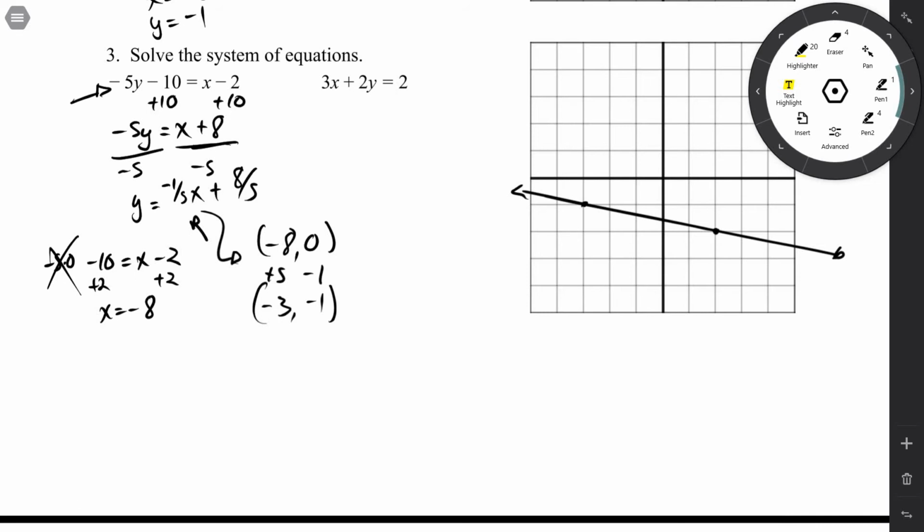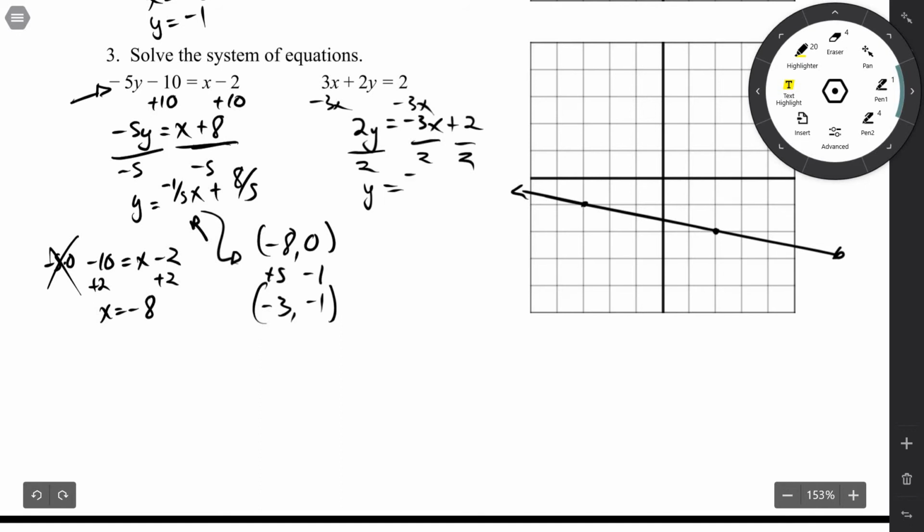All right, this next one I think I made a little bit easier, so no sweat. We'll subtract 3x from both sides. We'll get 2y equals negative 3x plus 2. Divide each side by 2. And we'll have y equals negative 3 halves x plus 1. 2 over 2 is just 1. So our intercept is 1, and we have a slope of negative 3, positive 2. That's going to take us straight down to this point here. So I'm going to graph that line.